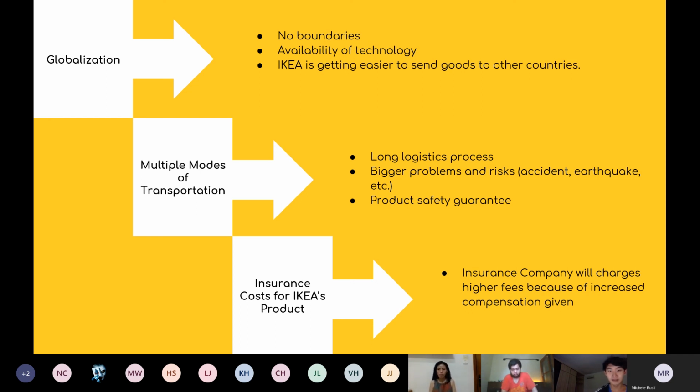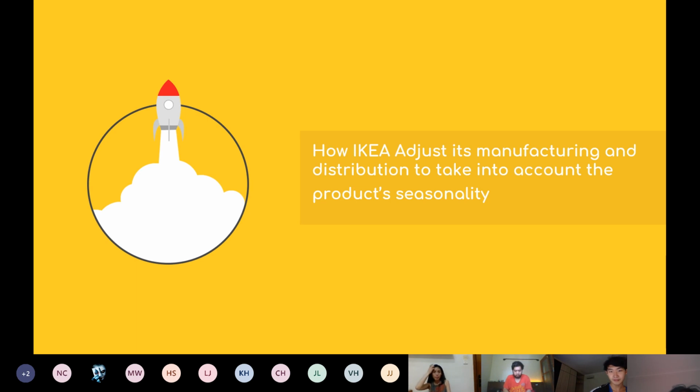So, each mode of transportation has its own process of logistics depending on the nature of the transportation. It might be a bit longer or shorter. An insurance company will ensure the delivery of raw materials between their distribution centers, and they charge higher fees depending on the location and the distance that they have to go to transport the products. So how does IKEA adjust its manufacturing and distribution to take into account the product seasonality?